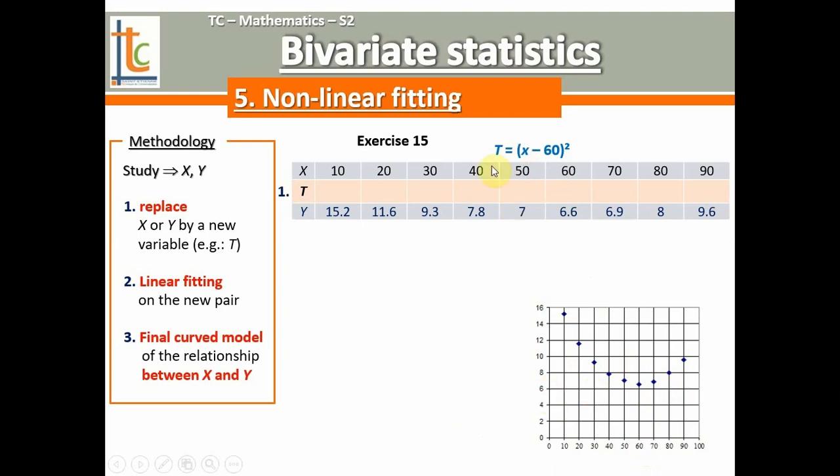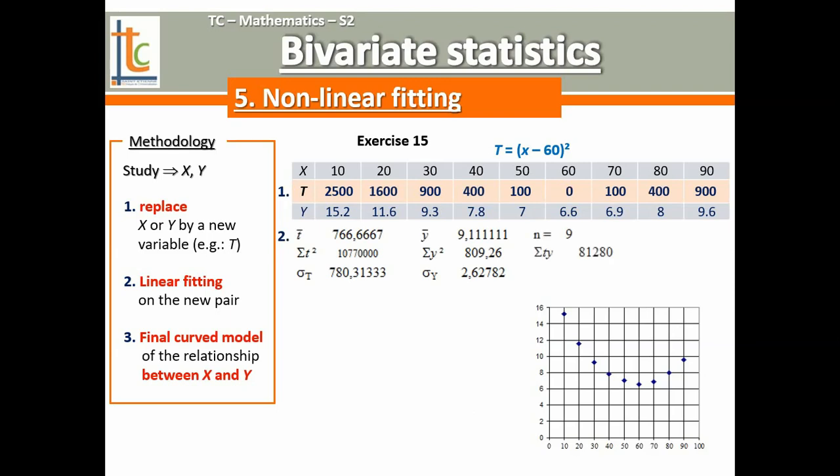Again, in list 3 on your calculator, you can enter parenthesis list 1 minus 60 parenthesis squared, and you will obtain the following values of t. And then you have to perform linear regression on your calculator thanks to the pair t, y. So for the calculator, the pair list 3, list 2.